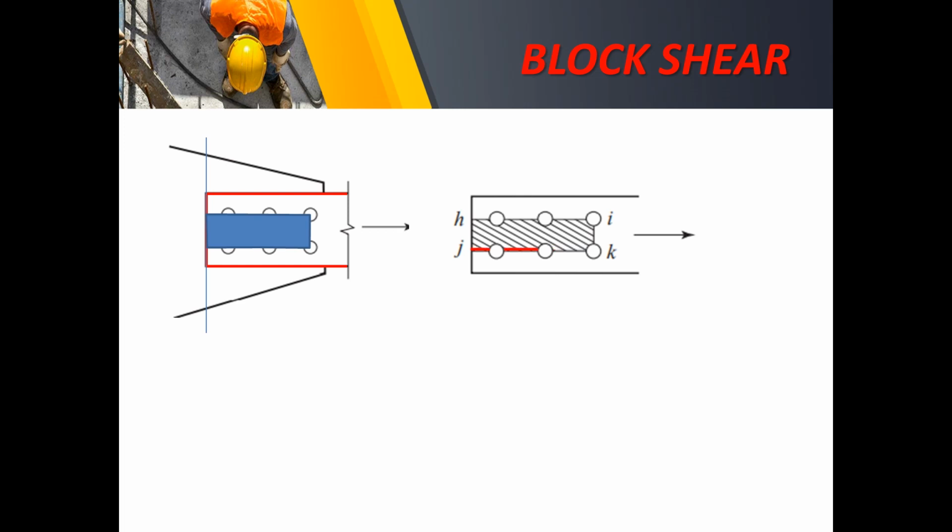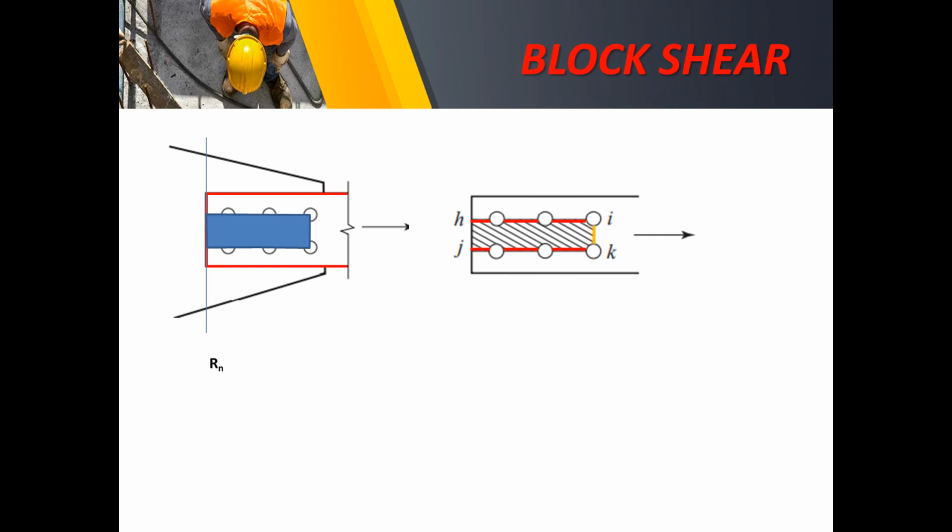Likewise, the length parallel to the axial force multiplied by the thickness is our shear area. Once again, the far end here is the tensile area. The tensile area, again, is the net area. From the gross length of I to K, we deduct the half of the diameter of the 2 bolts.